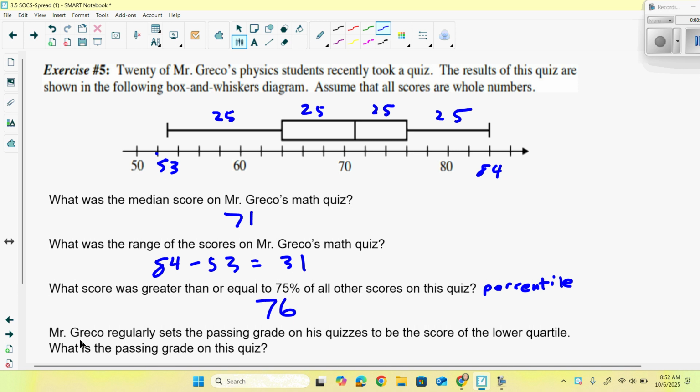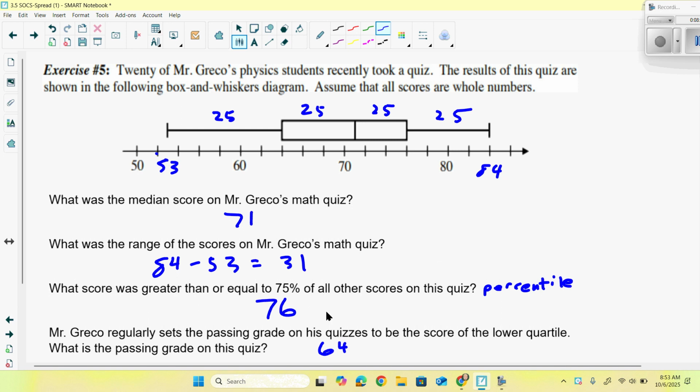And then finally, Mr. Greco regularly sets passing grades on his quizzes to be the score of the lower quartile. So the lower quartile is Q1. This is the upper quartile. What's the passing grade on that? Well, if we count 2, 4, 64 would be that. And these are quizzes. I would hope that lower quartile wouldn't be what he's trying to set for passing on an actual test, but quizzes are kind of formative.